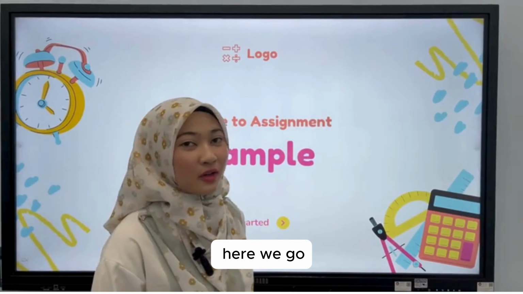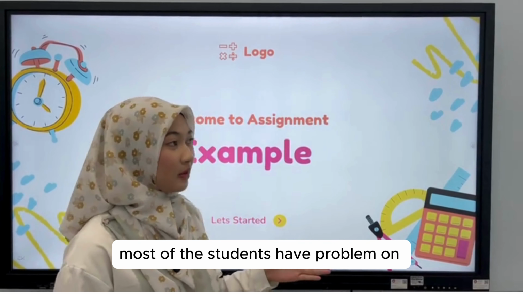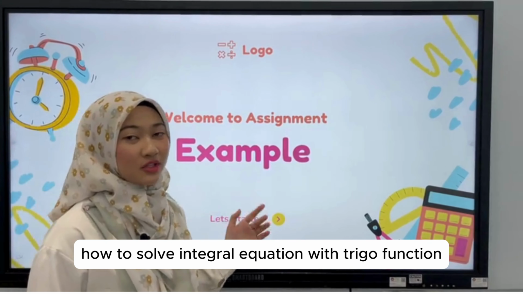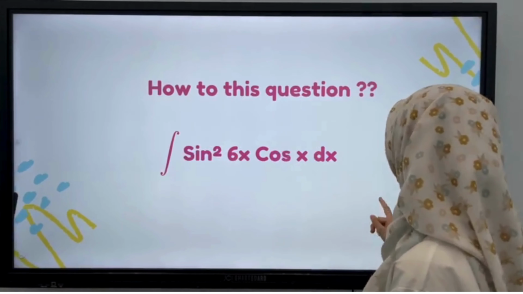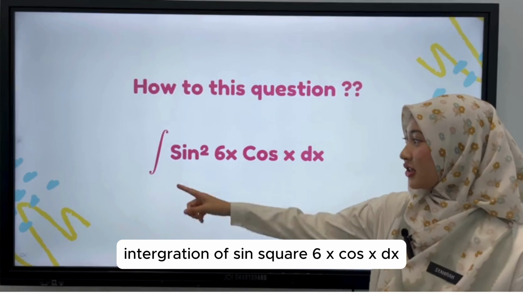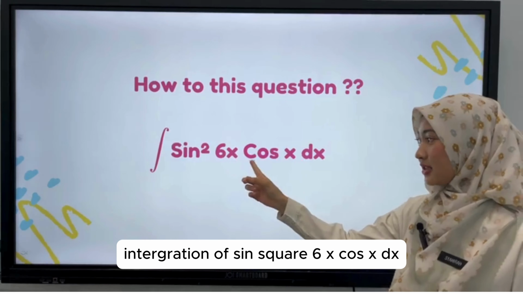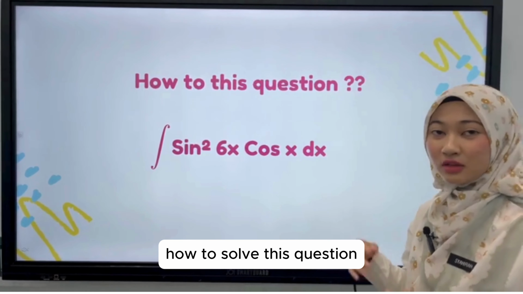Okay, here we go. Usually, most students have problems on how to solve integral equations with trigo functions. This is one simple example to make it clearer how to solve integrals using u substitution. For example, integration of sine square 6x cos x dx. How to solve this equation?